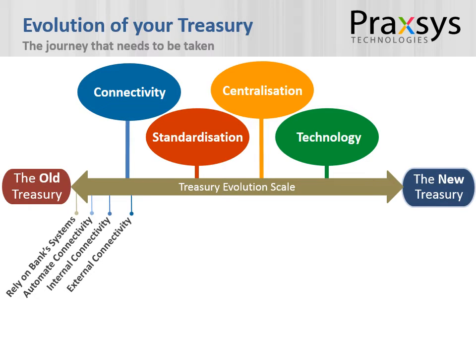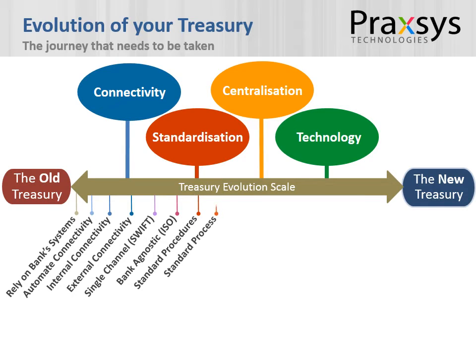Connectivity through networks such as SWIFT allows us to become even more bank agnostic and adopt ISO standards. These are the same kind of standards that the banks themselves use for connectivity, which in turn allows us complete standardization of data and process. This opens the possibility for centralization and allows functions such as shared service centers and payments gateways to become possible.